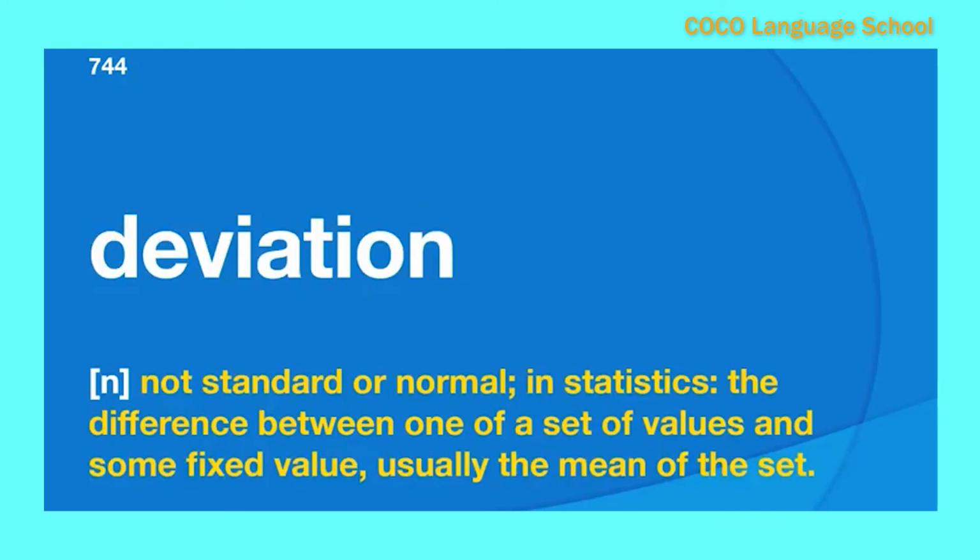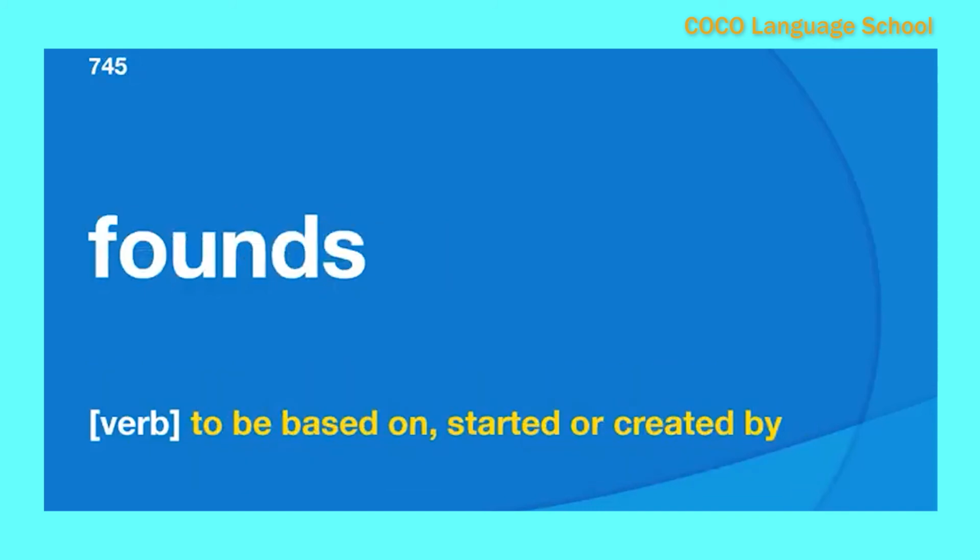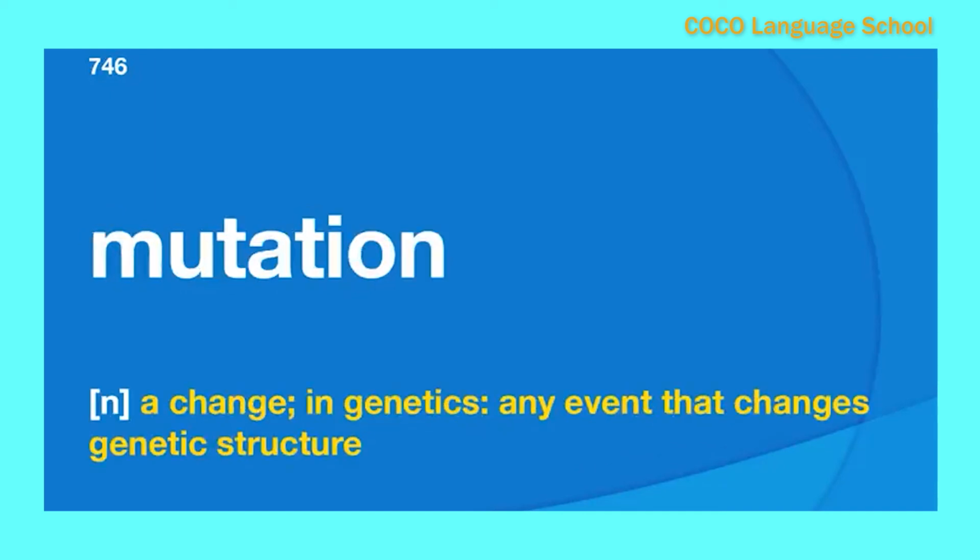Not standard or normal in statistics. The difference between one of a set of values and some fixed value, usually the mean of the set. Deviation. To be based on, started or created by. Founds. A change in genetics. Any event that changes genetic structure. Mutation.